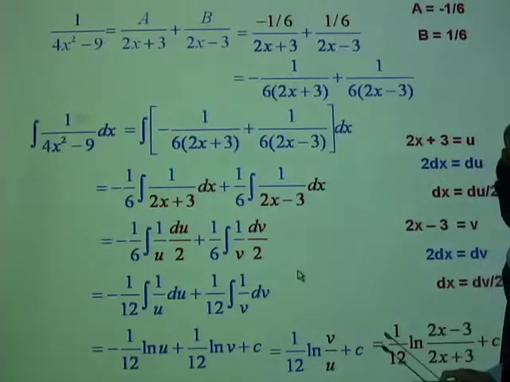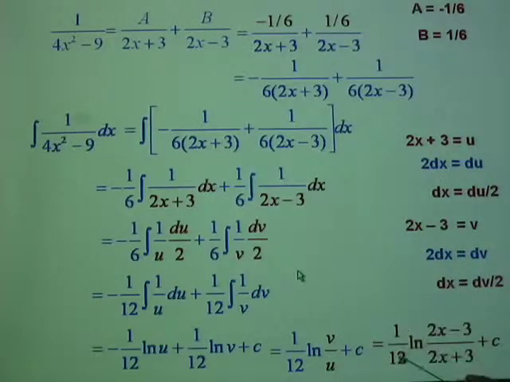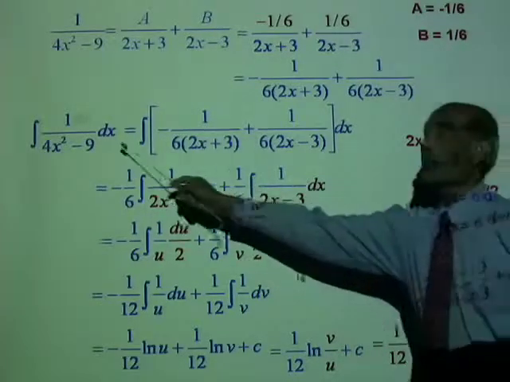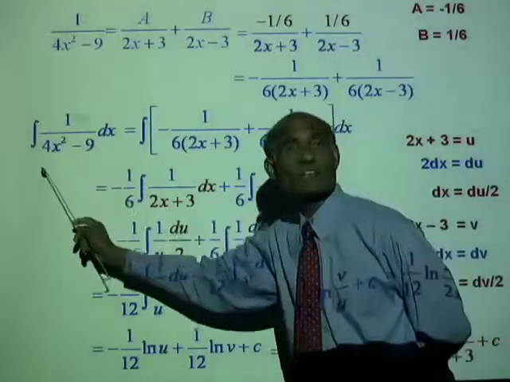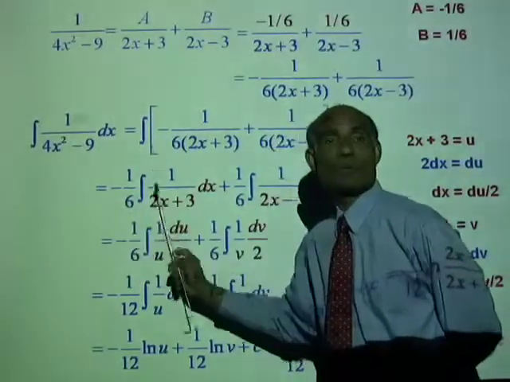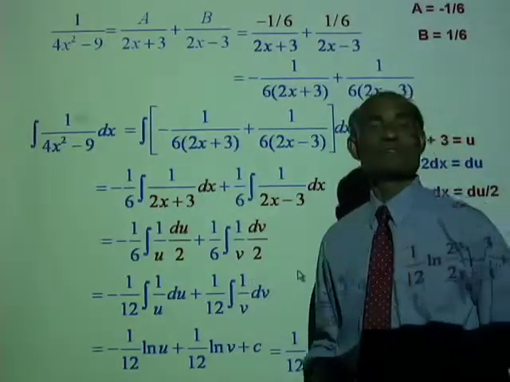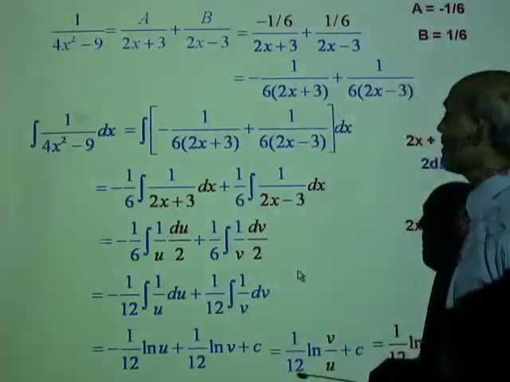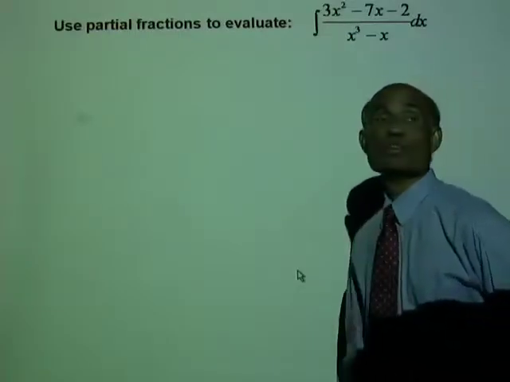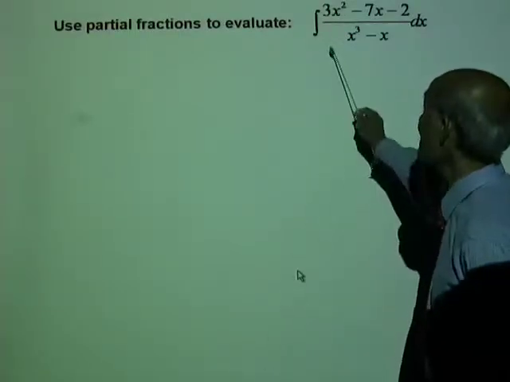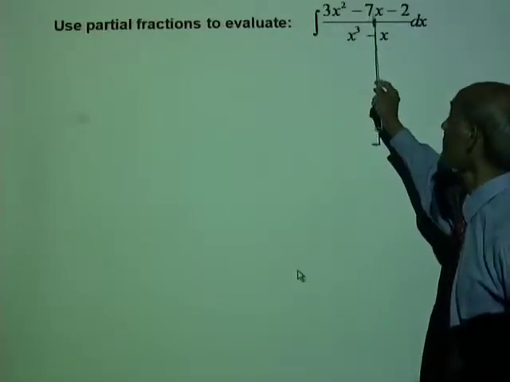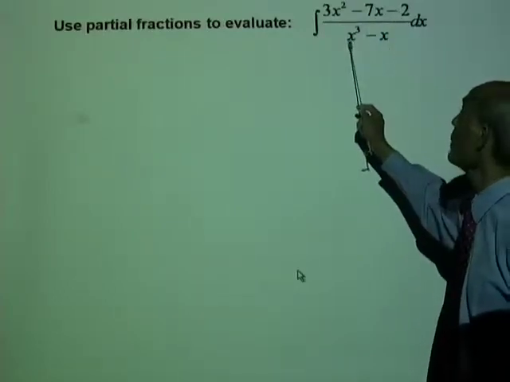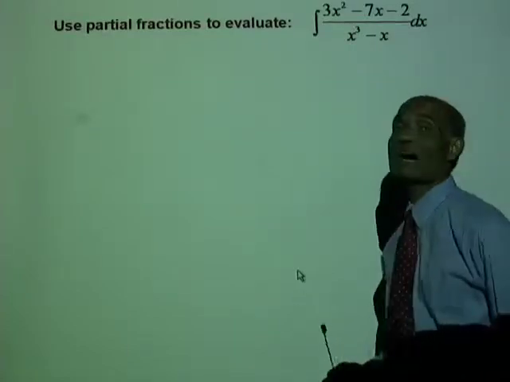replace v and u. So our final result is 1 over 12 ln of 2x minus 3 all over 2x plus 3, plus c, and that is the integrated form of this rather complicated integral. You see how it became simple by breaking them down into partial fractions. Alright, let's do another one. Use partial fractions to evaluate the integral of 3x squared minus 7x minus 2 all over x cubed minus x.